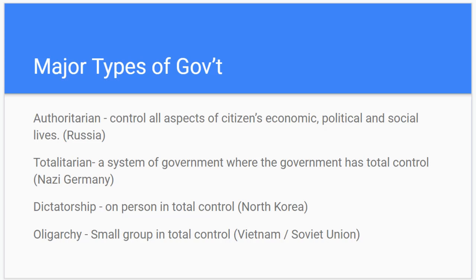You also have a totalitarian system, and that's a system of government where the government has total control. The example of that would be Nazi Germany, where you didn't even have rights. You could just be rounded up and put into a work camp or concentration camp for no reason whatsoever, because the government said so. You also have a dictatorship, where one person is in control.